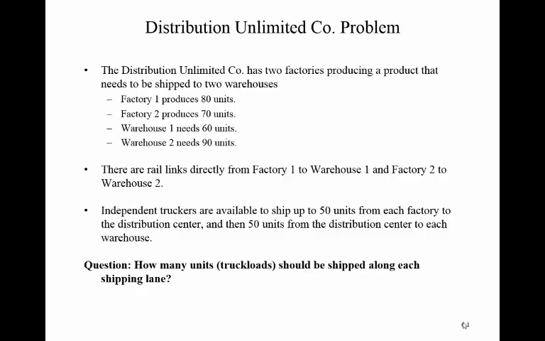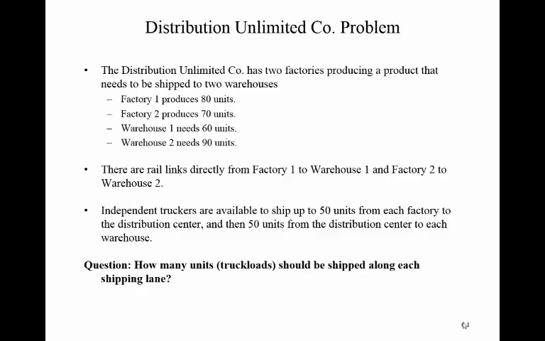The transportation problem that we saw in earlier chapters is really just a special case of this minimum cost flow model. So what we want to do is cover the example in the chapter, and then I'll show you the Excel file associated with that example and point out some special features of it. So the problem that's presented in the chapter is this distribution unlimited company problem, and basically it's summarized as follows.